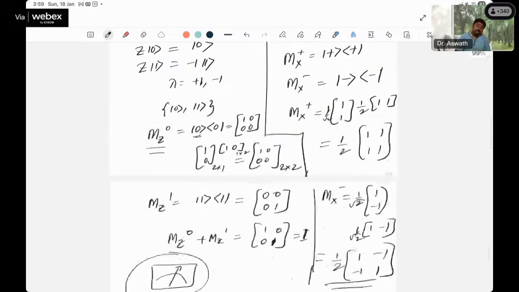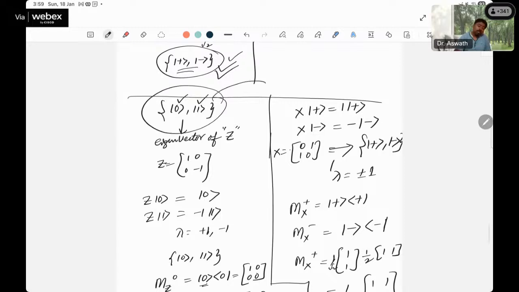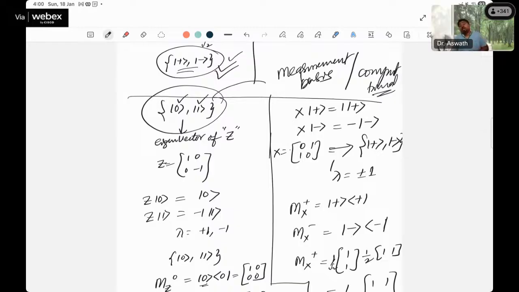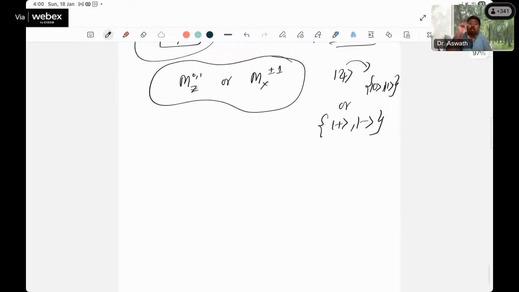Interestingly, let me tell you one more thing. 0 ket and 1 ket are called the measurement basis, or even the computational basis. Most of the time it is being used. Plus ket and minus ket are slightly complicated, though they may have some other advantages. That's why they are being used. Okay, I hope you got it.